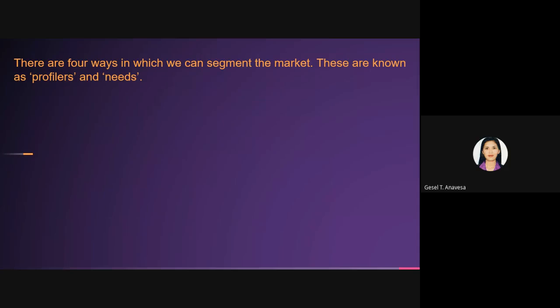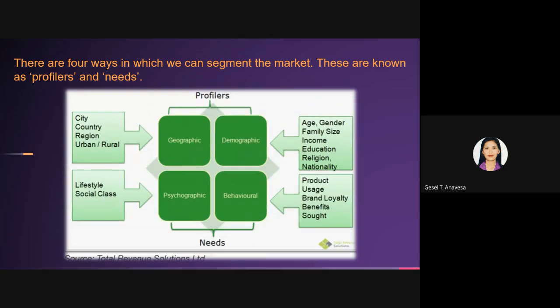So there are four ways in which we can segment the market. These are known as profilers and needs. So the marketers will profile the market based on their geographic and demographic. Okay, and the needs based on their psychographic and behavioral. So in the hotel industry, access to the behavioral attributes tends to be easiest, and therefore this is the one that is used the most to understand customers and how hotels can best service their needs.